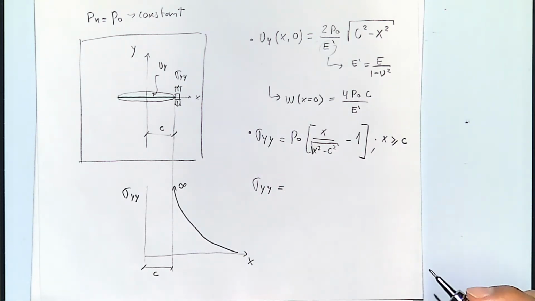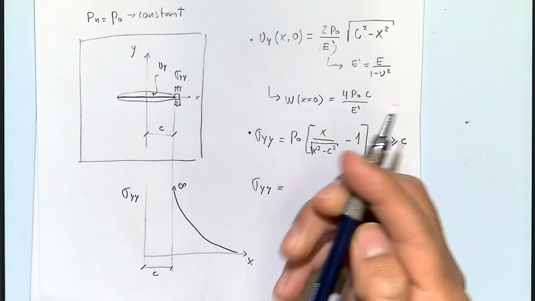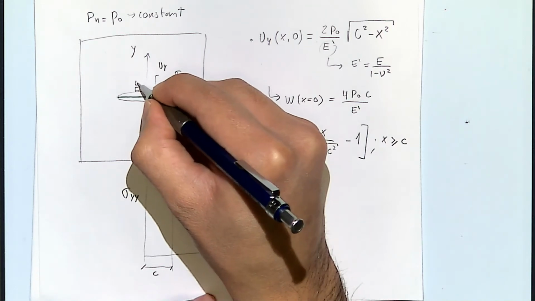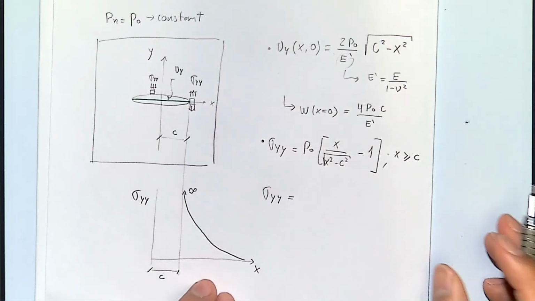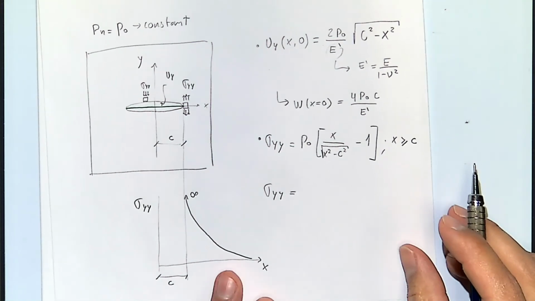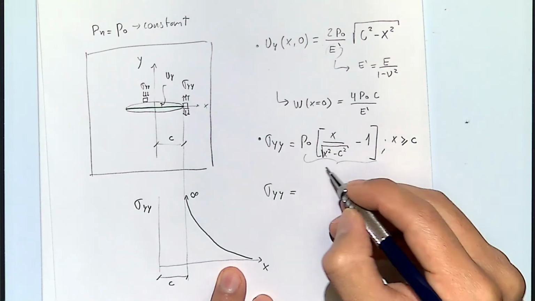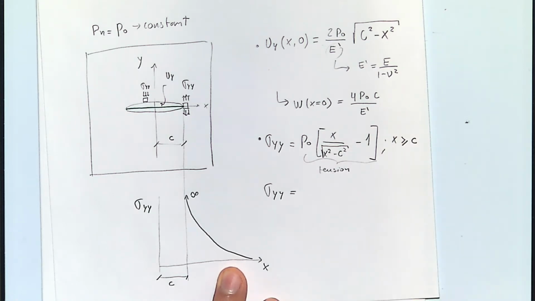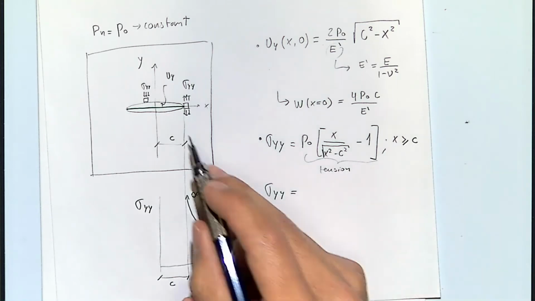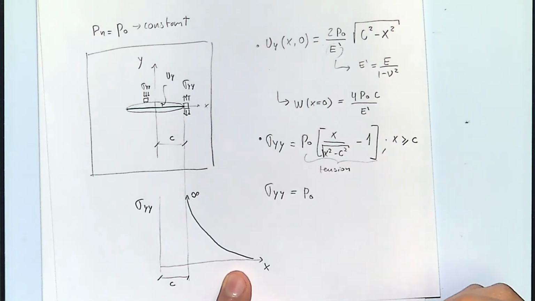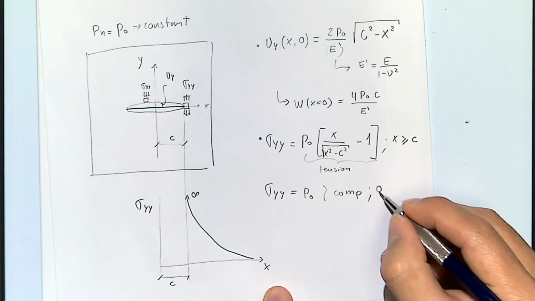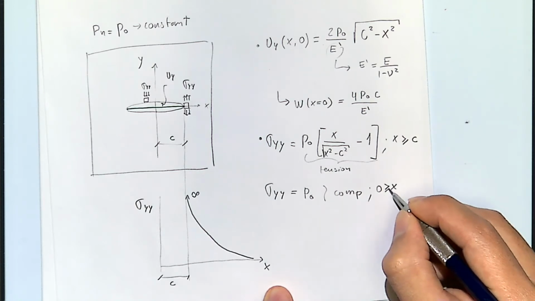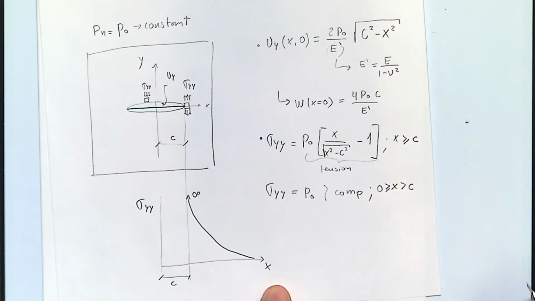Any guess? Just by equilibrium, somewhere over here. What is the reaction that you need in the rope at that point for that to be at equilibrium? Any guess? So this one is going to be a tension. Inside the fracture, this is going to be a compression. And that compression is going to be just the value of the pressure inside the fracture. So this is going to be a compression, and this is going to be valid for x between 0 and z.